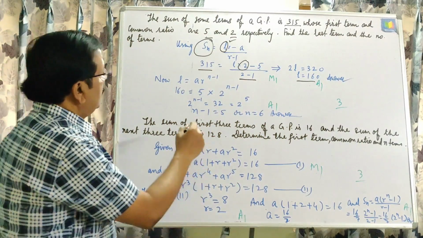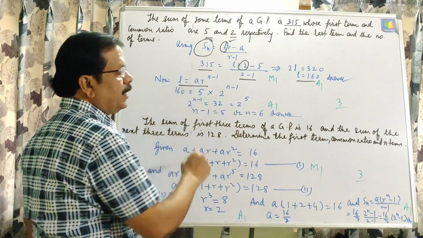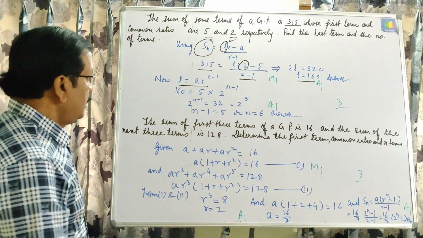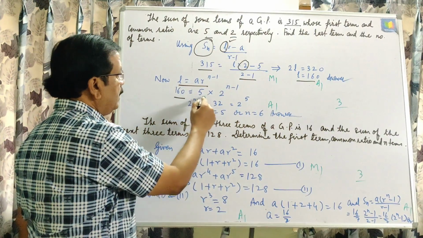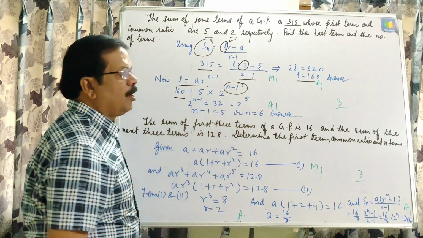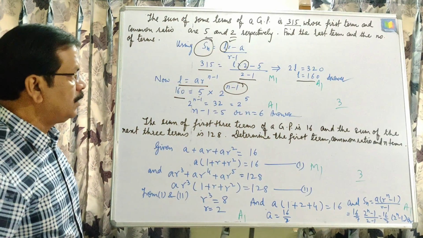Another, find the number of terms. That is L is equal to A r to the power n minus 1. Nth term means last term. And substituting this value in L equals A r to the power n minus 1, then this is in the form of 2 to the power 5. So n minus 1 is equal to 5, n is equal to 6.